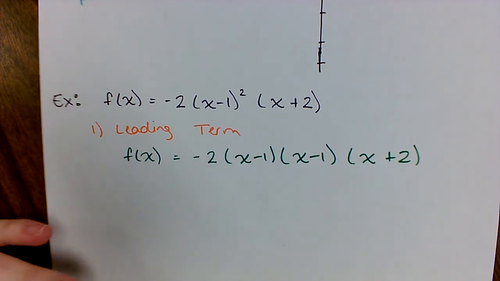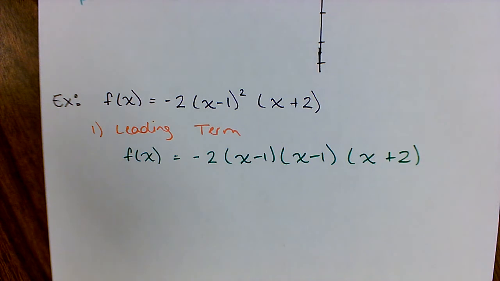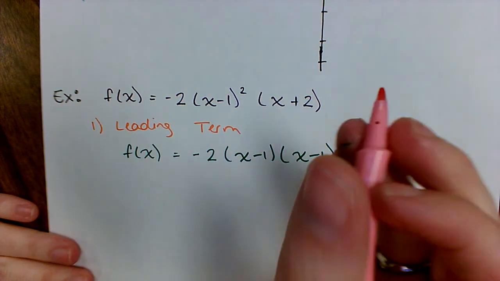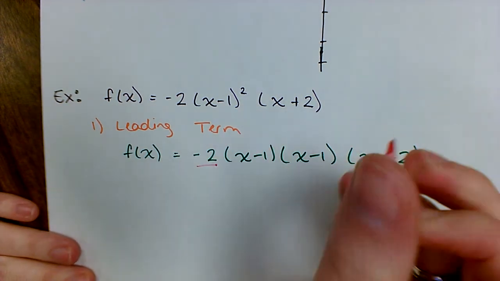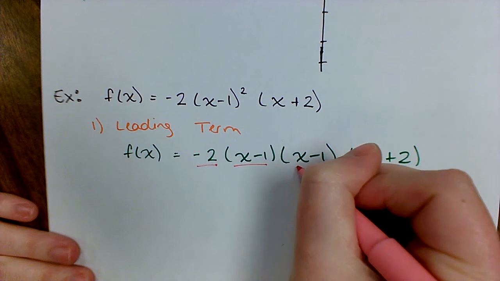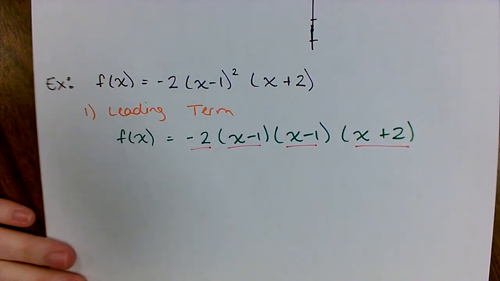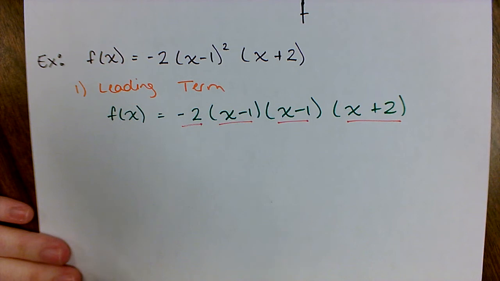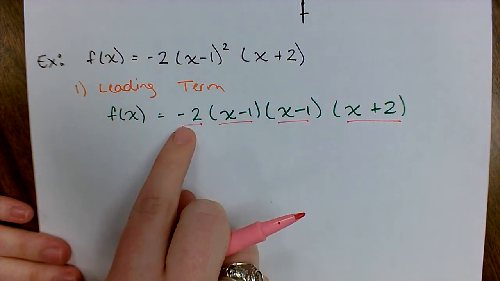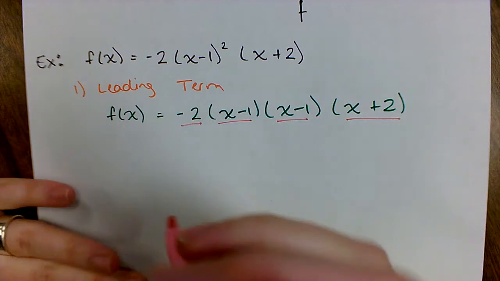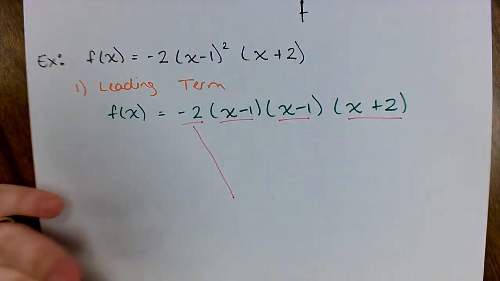So you take all the things that are being multiplied together and multiply the biggest thing, the biggest exponent, whatever you have that's biggest in that piece you're multiplying. So the things being multiplied together here are negative 2, x minus 1, x minus 1, and x plus 2. So I'm looking for the biggest thing being multiplied in each of these pieces. So negative 2, well, that's the only thing there is. I don't have any other options but to use the negative 2. So we use the negative 2.